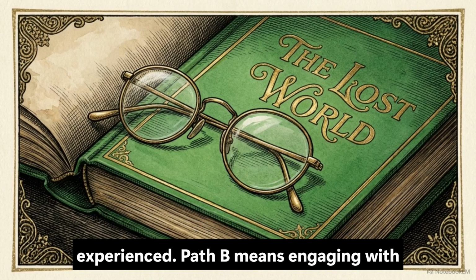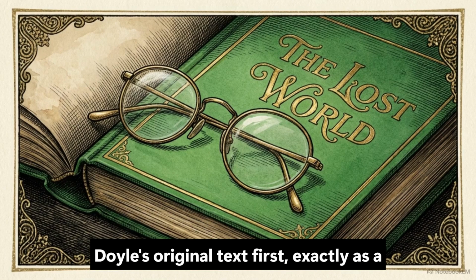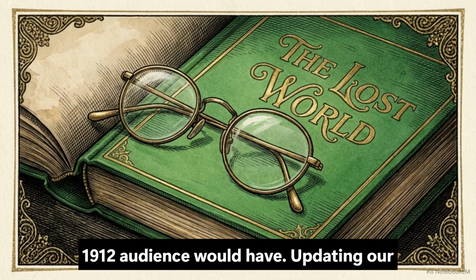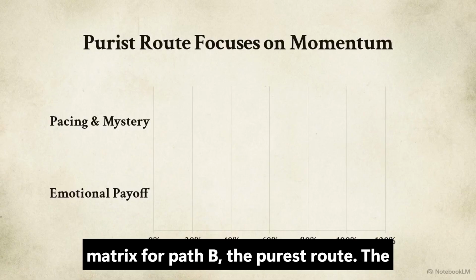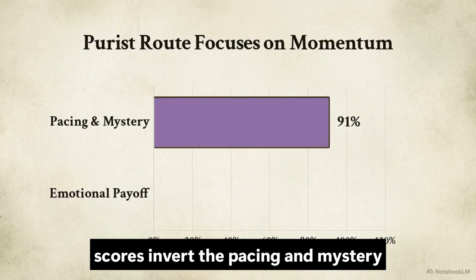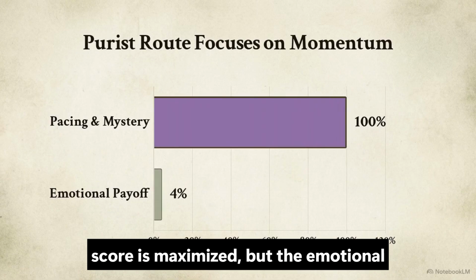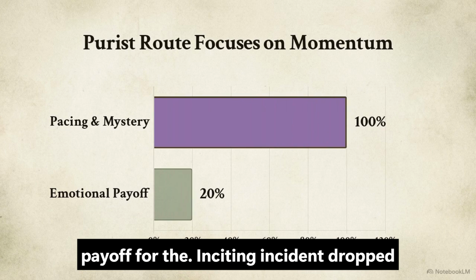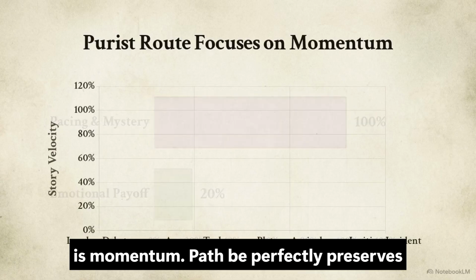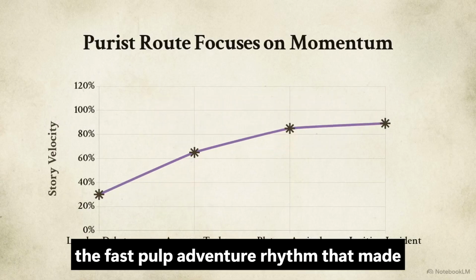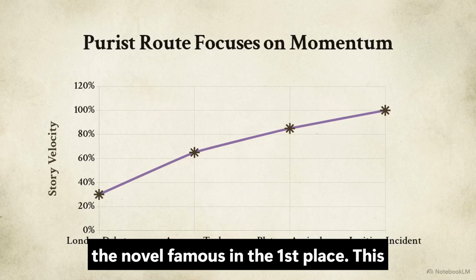Path B means engaging with Doyle's original text first, exactly as a 1912 audience would have. Updating our matrix for Path B, the purist route, the scores invert. The pacing and mystery score is maximized, but the emotional payoff for the inciting incident drops significantly. The primary benefit here is momentum. Path B perfectly preserves the fast, pulp adventure rhythm that made the novel famous in the first place.